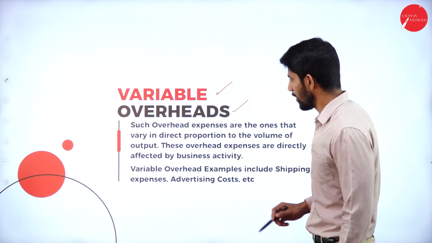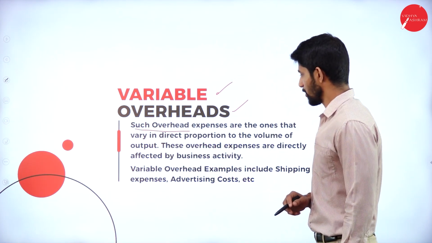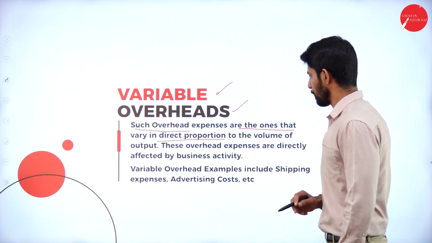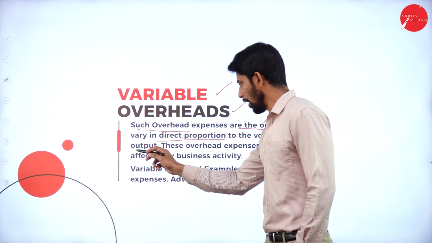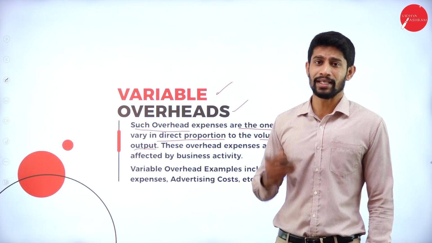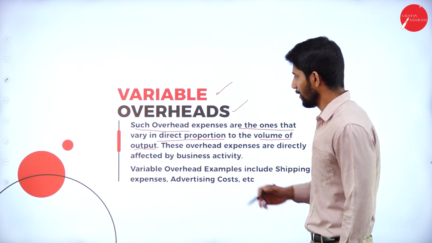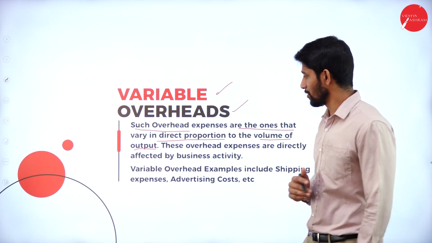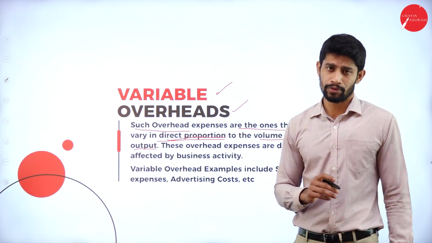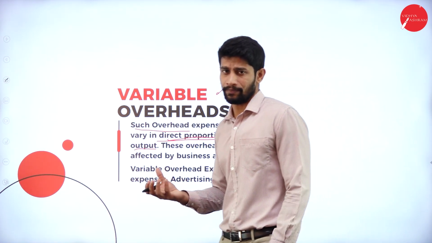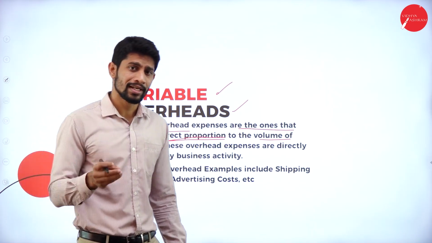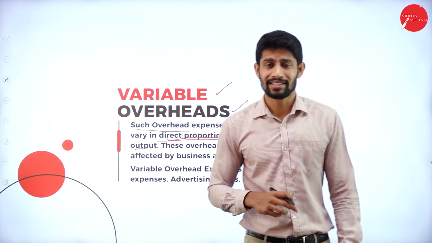Such overhead expenses are the ones that vary in direct proportion to the volume of output. Yes, variable is nothing but changing, fluctuating. So according to your production level, the cost will also get changed. So here you can see direct proportion to the volume of output. That means whatever output you are producing, how many units you are producing, based on that, that expenditure will also get changed.